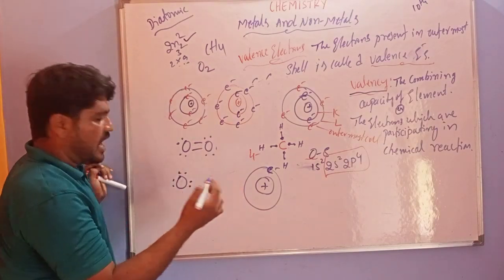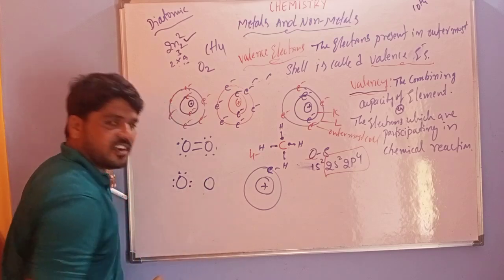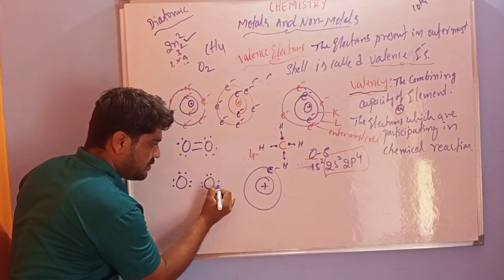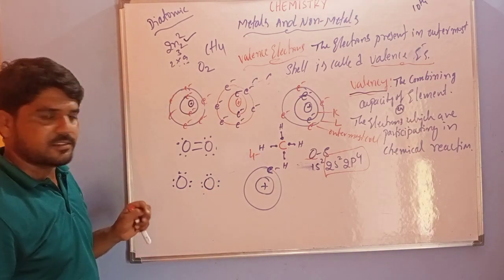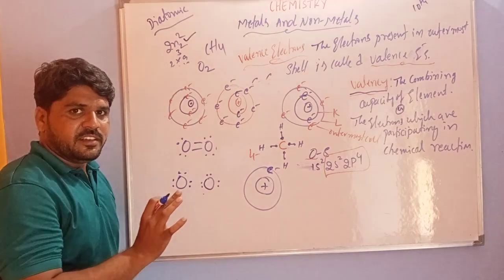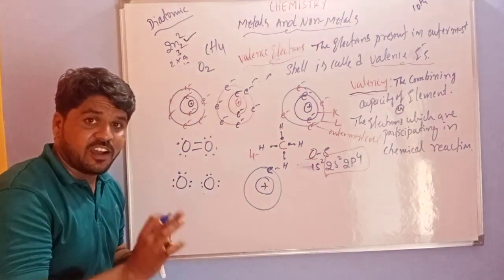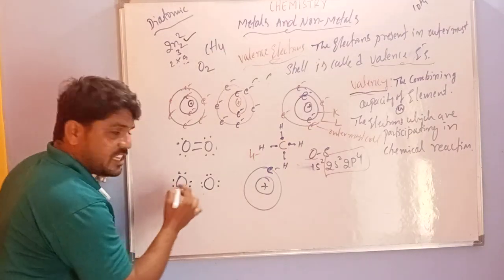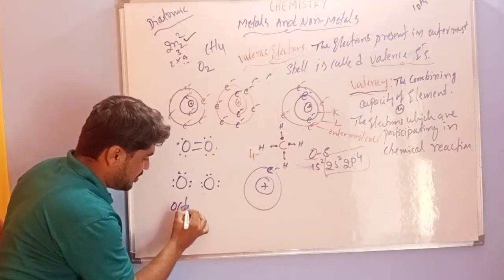So this is one more oxygen atom. Here also, 6 valence electrons. These are the valence electrons. So any element is stable when these elements are stable. So this is explained by the octet rule.